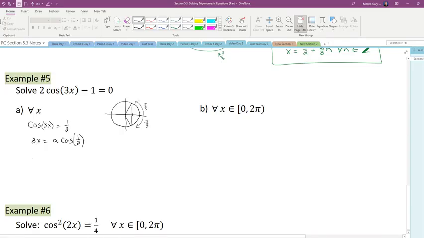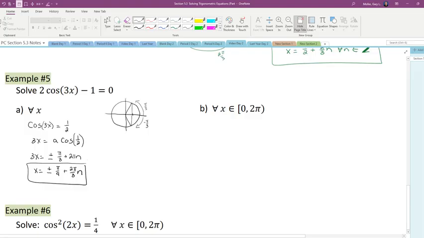So I'm going to say 3x equals positive or negative pi over 3 plus, wrap around the circle. But now I'm going to divide by 3, and I get positive or negative pi over 9 plus 2 pi over 3 n. So what is this talking about?